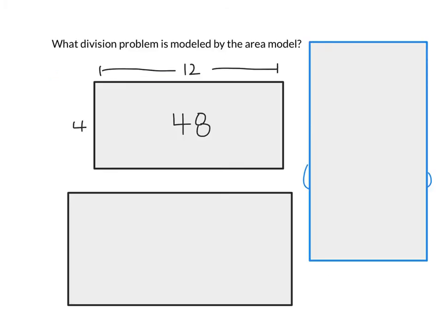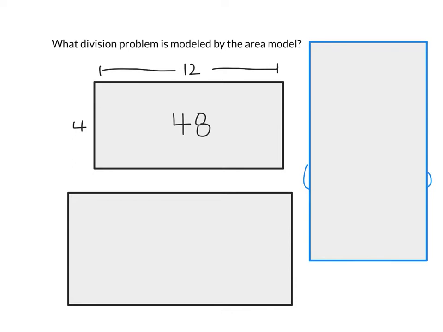Go ahead and draw a quick area model here. You can see we have a rectangle, as we always do for area models. And one length is 12 units, and one length is 4 units. And in the middle, it says 48. I'm just going to tell you it's 48 square units. What division problem is modeled by this area model?